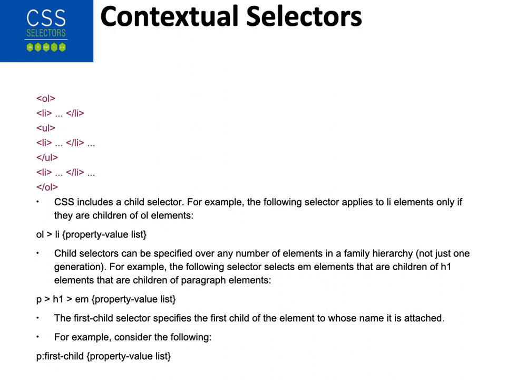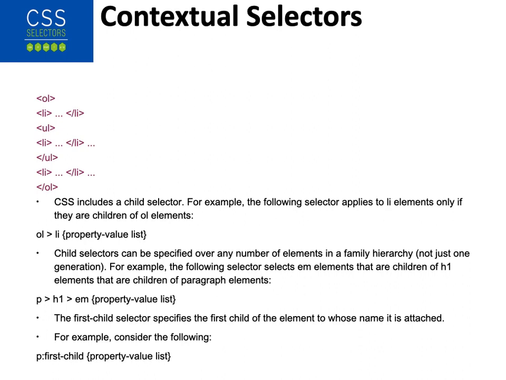more generations here. For example, the following selector selects EM elements that are children of H1 elements that are children of paragraph elements. That means P is the ancestor or grandfather. The children of P element is H1 followed by EM, that is children of H1 element, followed by property value list that is specified as P greater than H greater than EM. So EM, that is emphasis, that particular element is having this particular property value list provided they are the children of H1 and H1 is the child of P tag.